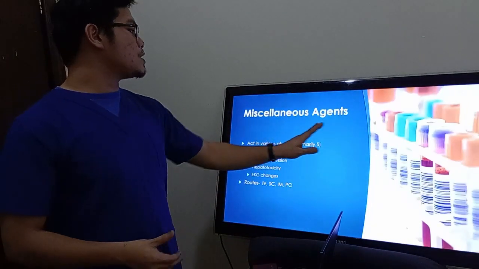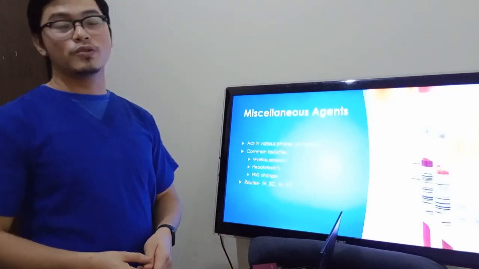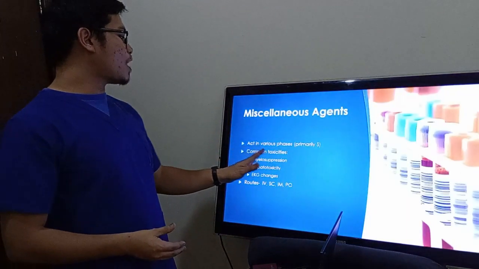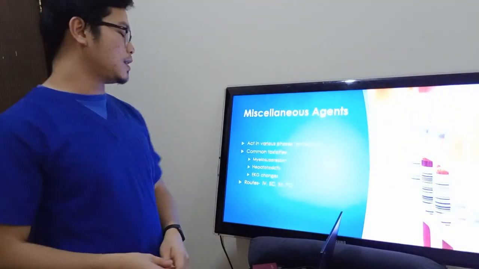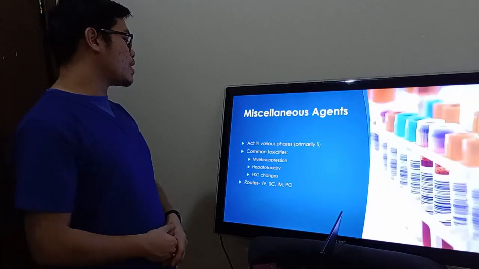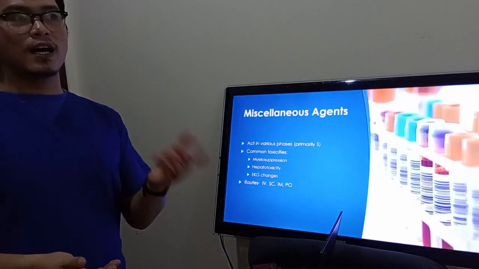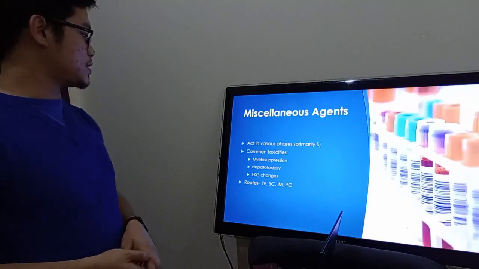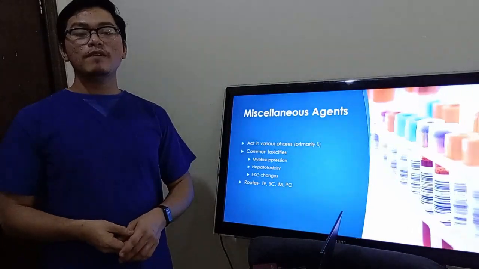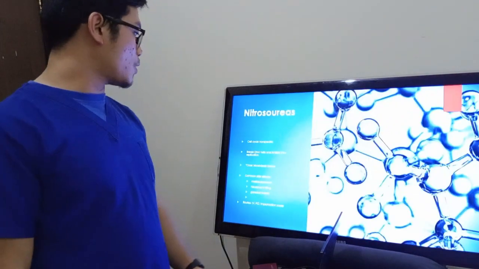So miscellaneous agents are also part of the anti-neoplastic or anti-tumor drugs. They act in various phases of the cell cycle. With common toxicity, we have myelosuppression, hepatotoxicity, and EKG changes, so we need an ECG if the patient has cardiopulmonary toxicity. The route can be intravenous, subcutaneous, intramuscular, and per oral or oral.